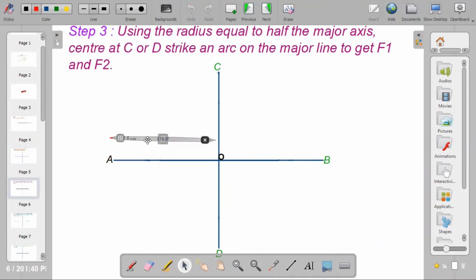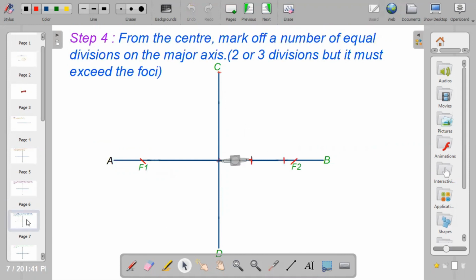So now the next thing to do is to get the foci points. For you to get that, bring out your compass. Take the radius of AO, center at C, strike an arc on line AB. Then take it to the other side, strike another arc. That gives us the foci points, F1 and F2.